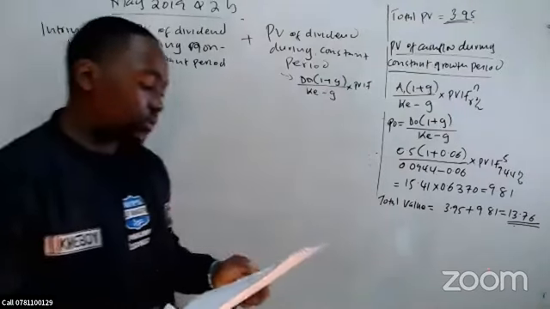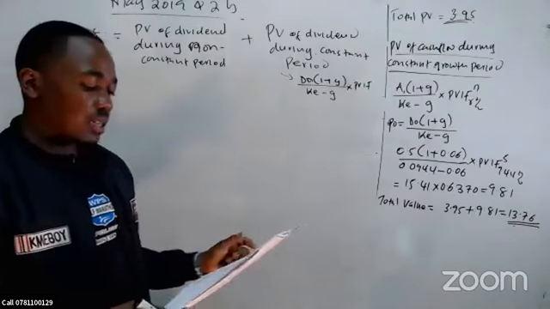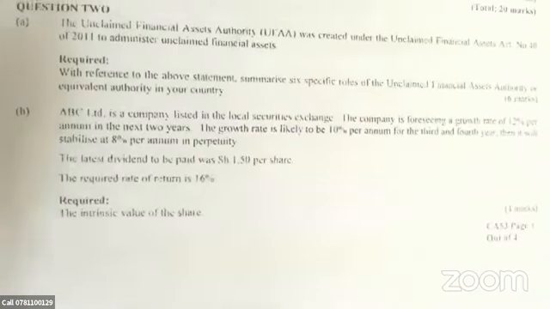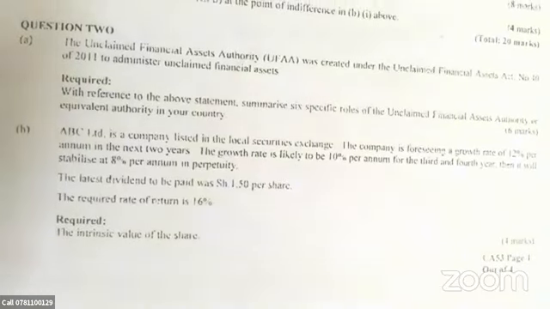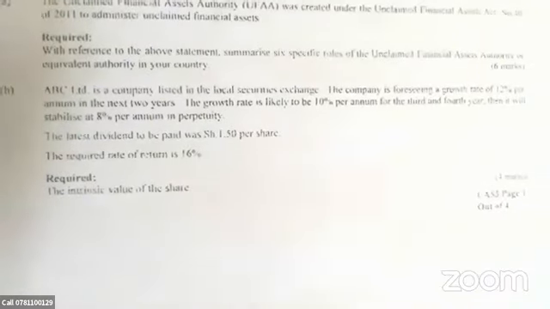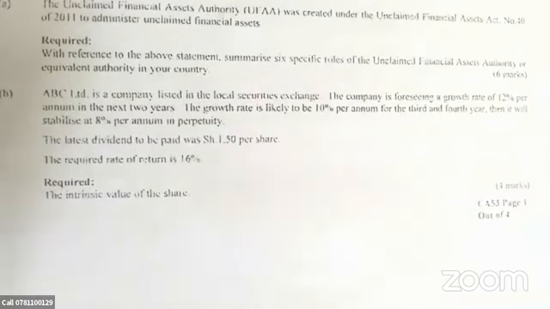So now let's go back to the question. You're told that the company is foreseeing a growth rate of 12% per annum in the next 2 years. So we have year 1, year 2, year 3, year 4. The growth rate is likely to be 10% per annum for the third and fourth year. So the first one is 12%, the other one is 10%. Then it will stabilize at 8% per annum.